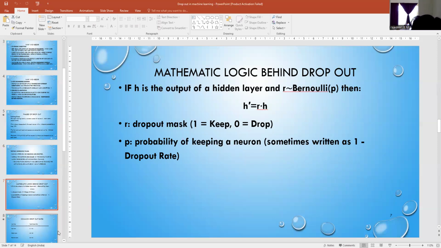So you have to scale the output in such a way that h' is equal to r times h. Here, r is the mask from the Bernoulli function applied over the hidden layer. So this is the small mathematical logic behind the dropout.